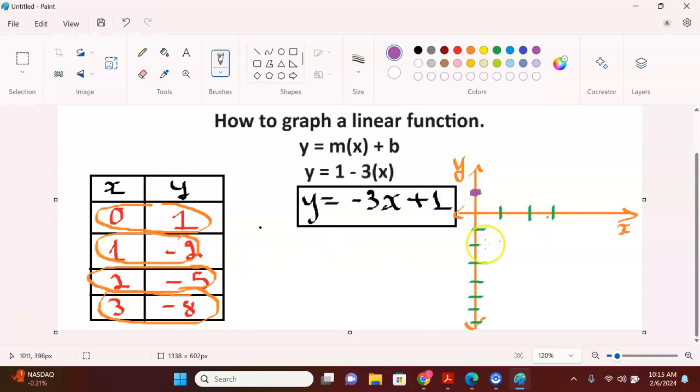Second point is 1 comma negative 2. Input is 1, output is negative 2. Okay, so you go right 1, down 2. That is my second point. That is 1 comma negative 2.